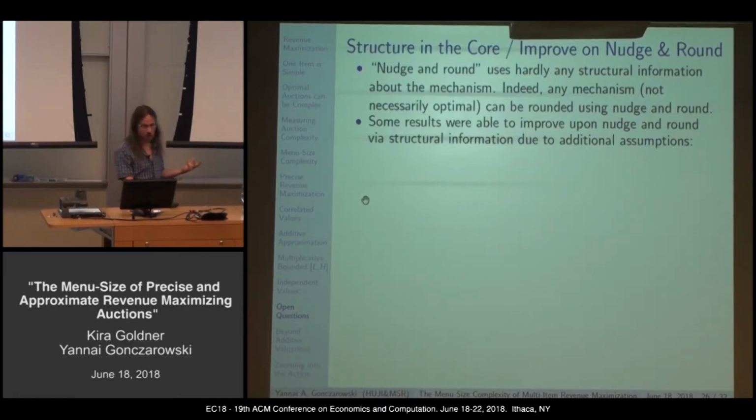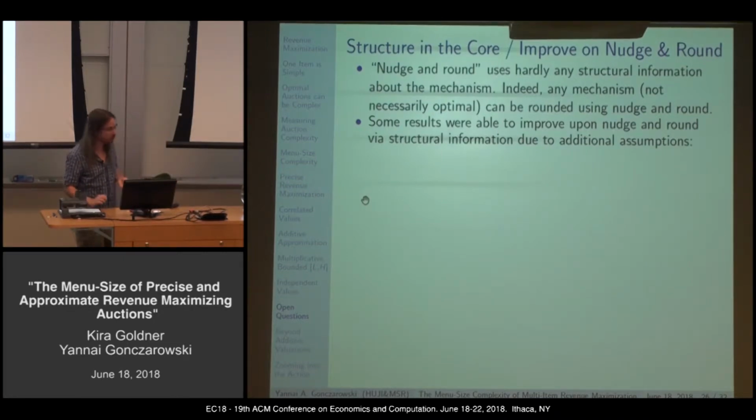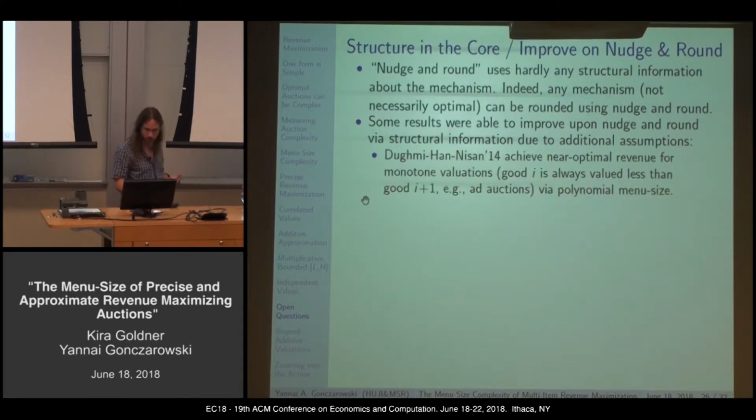Hopefully, if we understand better the structure of optimal mechanisms, we could use that to do better rounding of those mechanisms than nudging around. And indeed, there were some results that were able to improve upon the exponential guarantees of nudging around due to some structural information on the mechanism that they wanted to round.